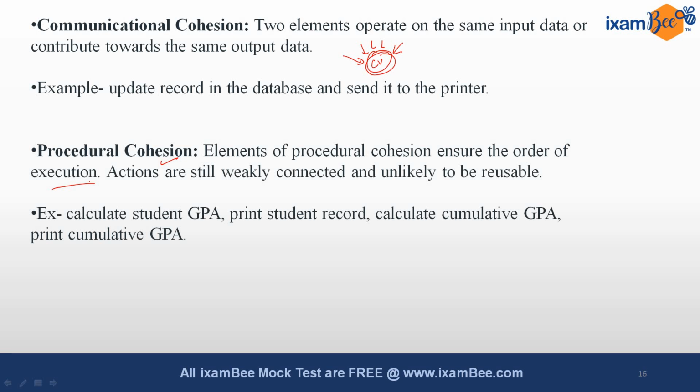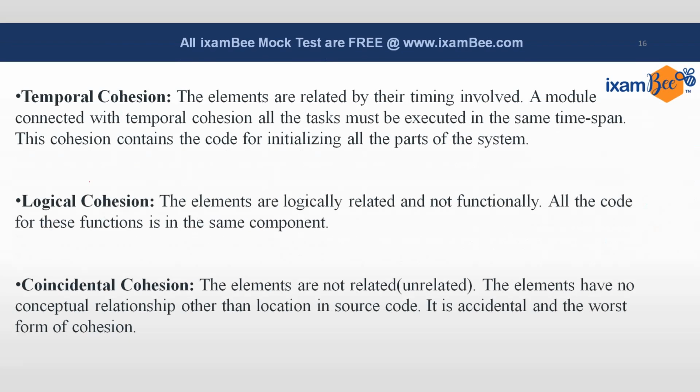For example, the calculation of the percentage or the CGPA or the GPA. First you have to calculate, then you have to print, then you have to calculate, and then you have to print the cumulative mark. So there is a set defined procedure. You cannot interlink them in a random order, saying that I will print before calculation. This is not possible, so a procedure is set. You can see these are very weakly connected. If one gets lost, the other is of no use. So no reusability factor is present.